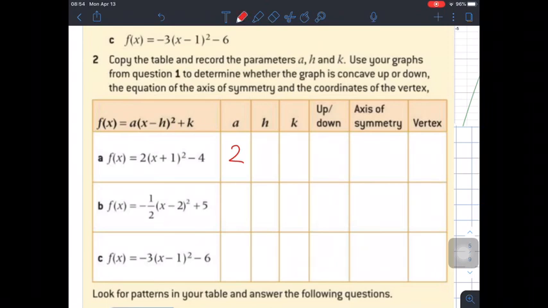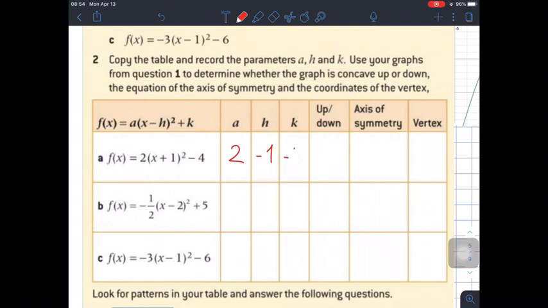Then, what is the value of h? In this case, the value of h should actually be -1 because there's a negative sign here. So the value of h is -1. And the value of k is -4.